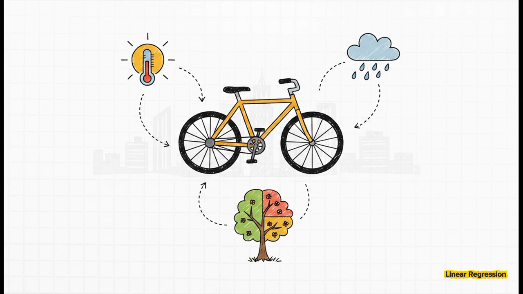Okay, so student exams, that was a good warm-up. But let's take this to the next level with a bigger mystery. Let's say we want to predict how many bikes will get rented in a city on any given day. Our clues, our features, are going to be temperature, humidity, and the season. Let's see what the line tells us this time.